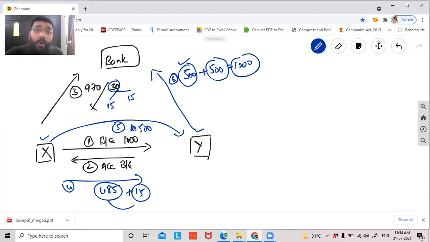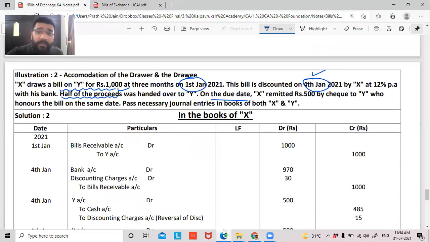So on the due date, X is remitting his share of the portion to Y. Now you may ask, sir, X is enjoying only 485, why did he give 500? Baba, 485 is the net after charges X is bearing. For enjoying 500 rupees, he has borne 15 rupees as expenses. So the net amount that is enjoyed is 485. But he has taken the responsibility of 500, no? So he has to give the 500 rupees back.